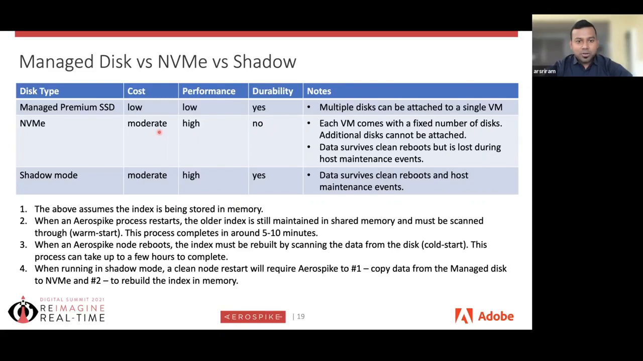With NVMe, the cost is moderate and performance is extremely high, but there is no durability, meaning if the VMs go through a clean restart, the data will persist. But if the VM is reallocated to a different host for host maintenance, then you will lose the data. So unless you have enough replicas available, and if you lose all the replicas because of some outage, then you will have data loss. That is something to keep in mind. The shadow mode provides the best trade-offs because it combines the high performance of the NVMe with the durability offered by the managed SSD. And so for us, it was the better choice.